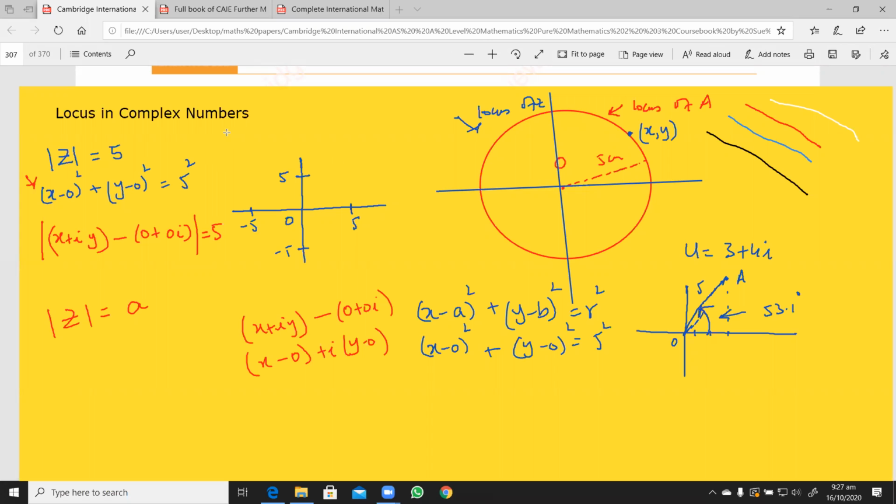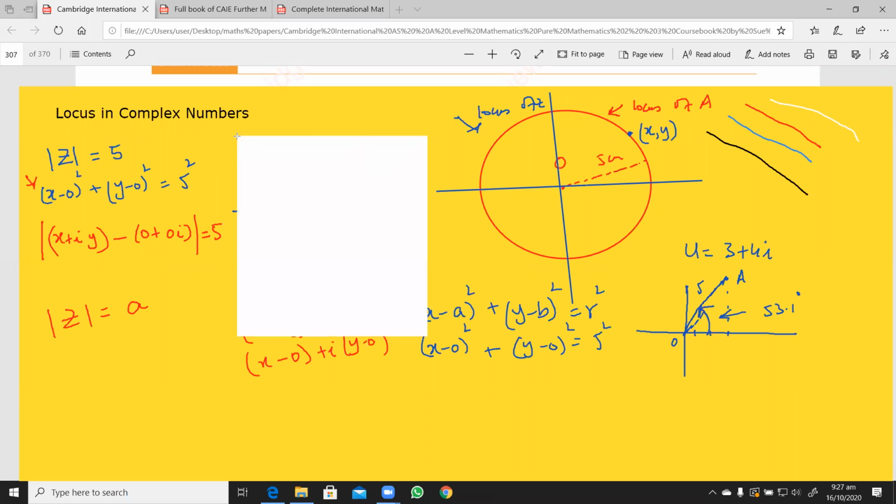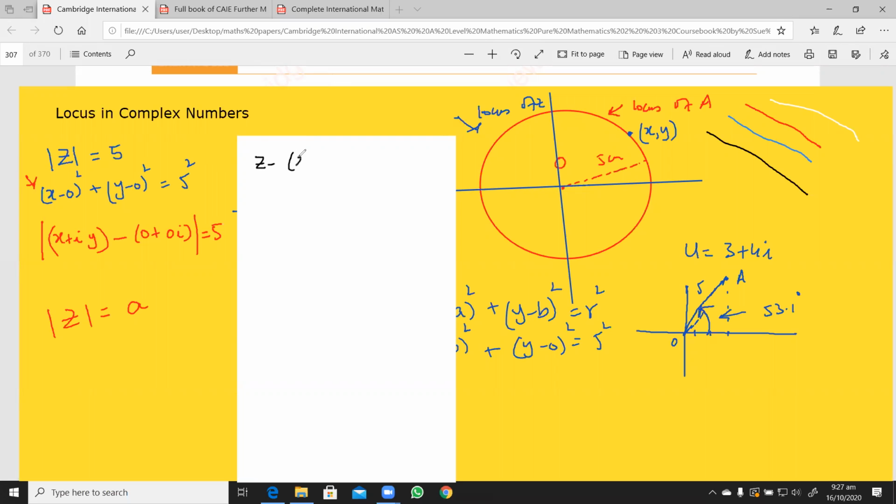Now suppose instead of this, you have something like z minus 2 plus 3 iota, modulus, equal to 2. If you're keeping this in your mind, can you tell me how to describe this? What is the locus of z if modulus of z minus 2 plus 3 iota is equal to 2?